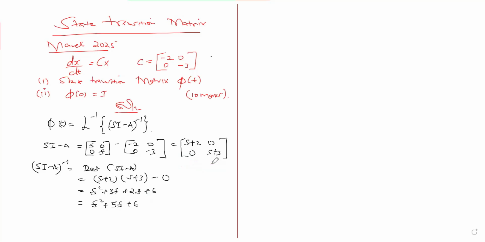Sasa now, tuandike now SI minus A inverse. So therefore, we know that our SI minus A, sorry, let me change the pen. So our SI minus A inverse will be given by 1 over determinant. Determinant yetu ni hii hapa. Sawa? So 1 over S squared plus 5S plus 6.